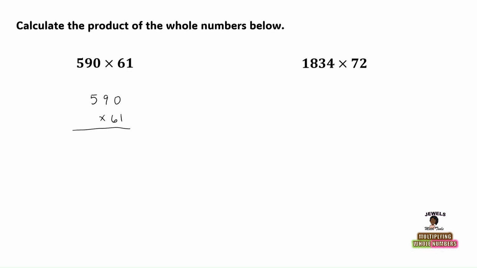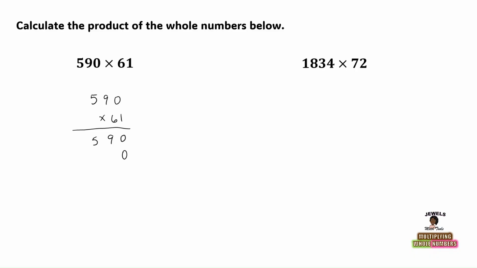So we are multiplying by our 1 first, so 1 times 0 is equal to 0. 1 times 9 is equal to 9. 5 times 1 is equal to 5. We're going to begin multiplying by our 6 in the tens column. We add that 0 in the ones.